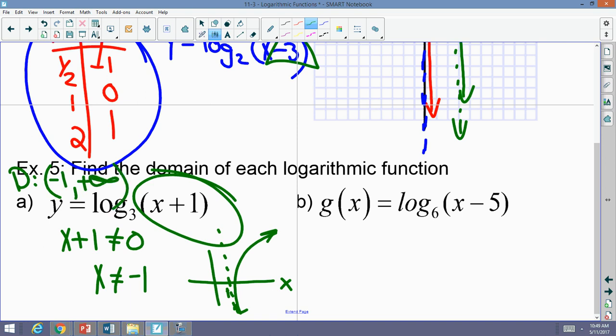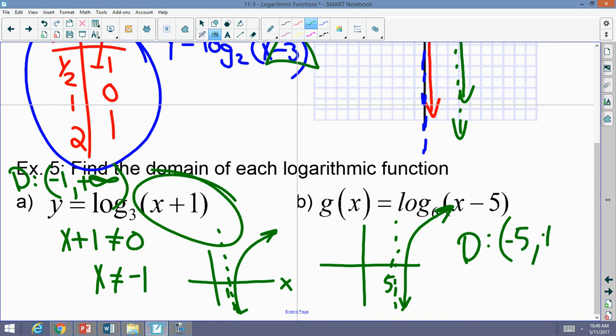Those are all the valid x values here. If you look at log base 6 of x minus 5, just take a little quick sketch of that. We got here at the 5, that's my asymptote. So that means my function will go from 5 to infinity also. So we've got my domain equals negative 5 to positive infinity.